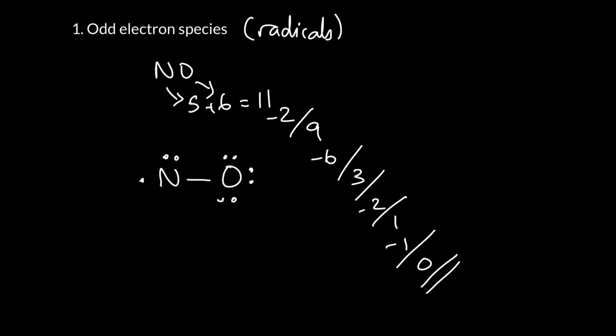Again, I want to try and get my atoms to be as close to an octet as I can. So this nitrogen is not looking good. This oxygen's got an octet, but this nitrogen's got 1, 2, 3, 4, 5. So I can give it another couple. I can borrow those two and turn it into a double bond. That gives me 7 electrons and 8 electrons.